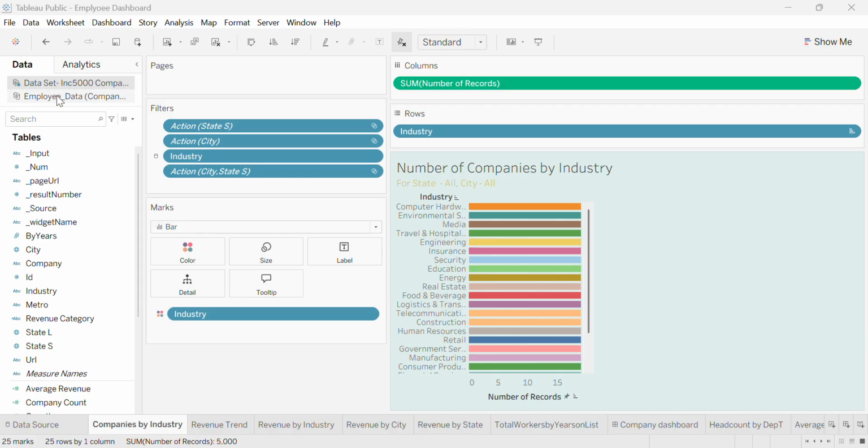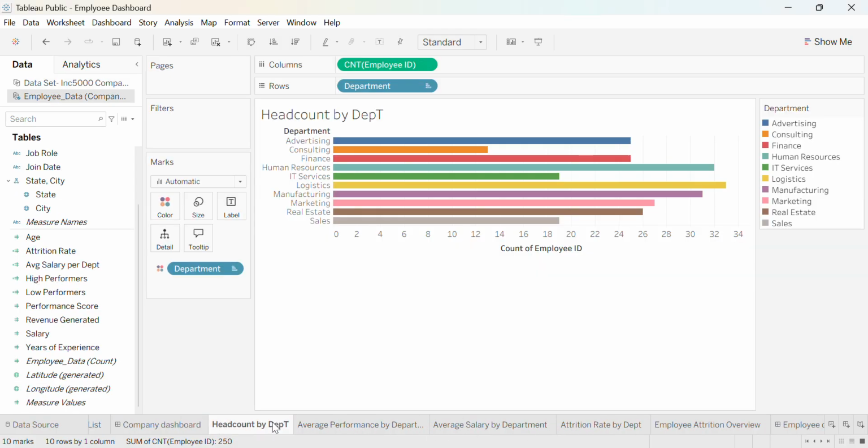Here are the two datasets that I uploaded. The first chart is headcount by department. This is a horizontal bar chart showing the total number of employees in each department.